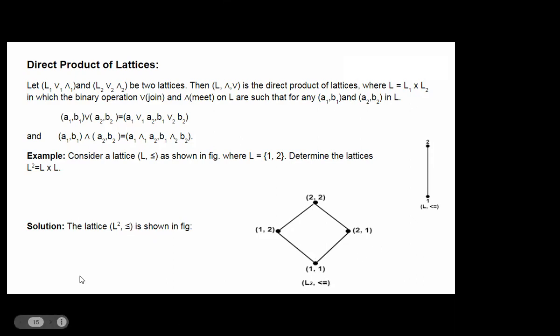Which elements will it contain? (1, 1) will be there. (1, 2) will be there. (2, 1) will be there, and (2, 2) will be there. As 2 elements are there in the square, we will definitely have 4 elements, because 2 square is 4. If we simply consider this set, {1, 2} Cartesian product {1, 2}, which 4 elements will be there? (1, 1), (1, 2), (2, 1) and (2, 2). Like that, this lattice is formed. Getting? This is the direct product of lattices.